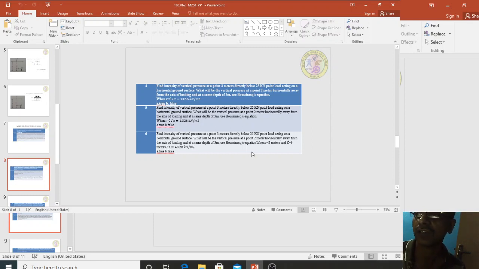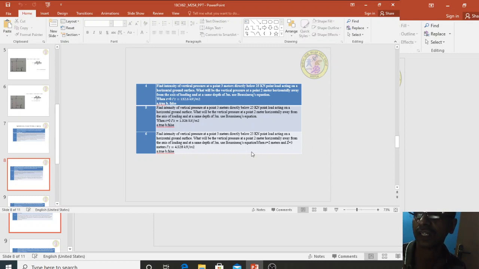Find the intensity of vertical pressure at 3 meter directly below a 25 kilonewton point load on a horizontal ground surface. What will be the vertical pressure at a point 2 meter horizontally away from the axis of loading and at a depth of 3 meter using Boussinesq's equation? When R is equal to 0, sigma z is 1.326 kilonewton per meter square. The answer is correct. Therefore the option is A.